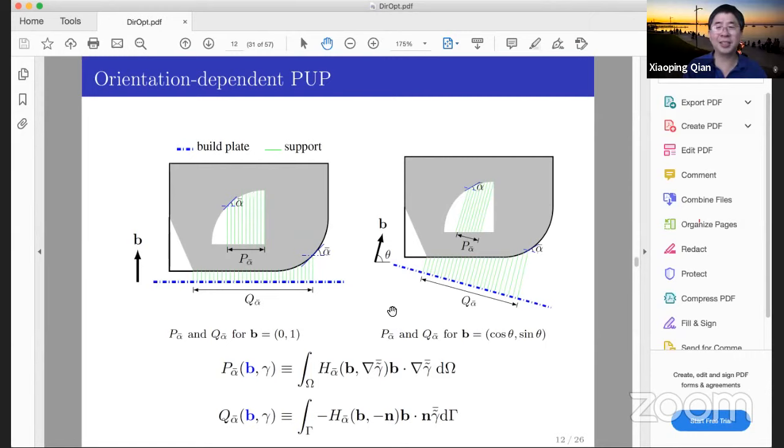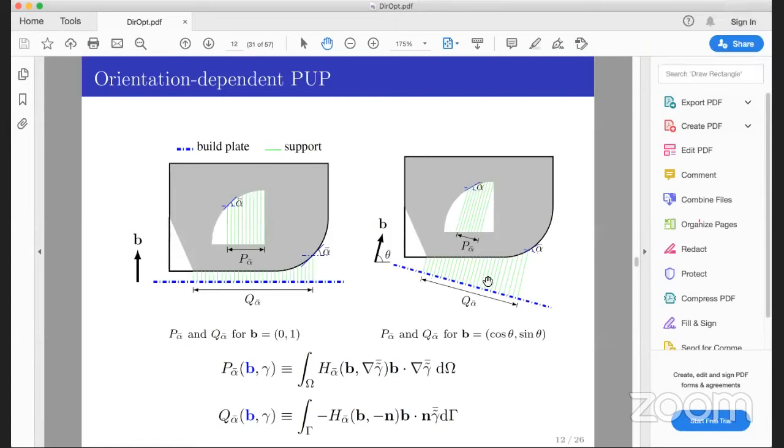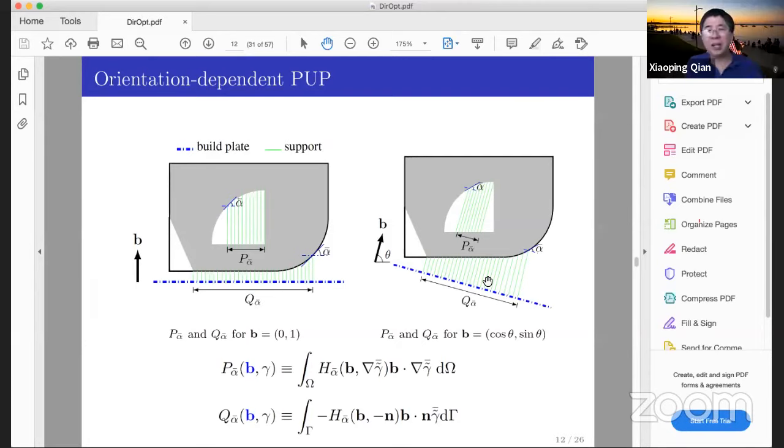This Q can show the support between the design domain and the base plate. Then how could you choose the upper bound? Alpha is the overhang angle. When we started the orientation, we chose 45 degrees. But earlier we showed you this alpha can depend on the manufacturing process you have. You can control the alpha.